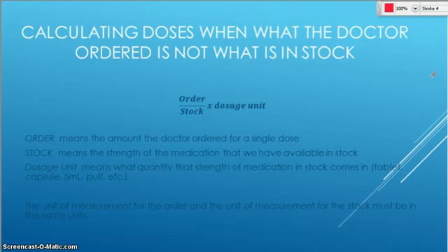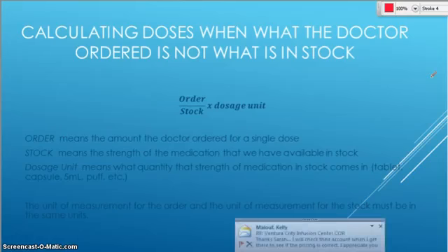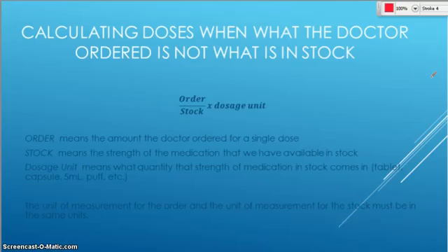We're now going to talk about what happens when we need to calculate the dose when what the doctor ordered is not what's available in stock. We've talked about this a little bit before. You can think about it like going into your kitchen and looking at what's in your cabinet or your refrigerator. That's not going to change. However, your recipe can be changed. You can adjust your recipe to fit what you've got available. So that's kind of what we're doing when we're talking about dosing in a pharmacy.